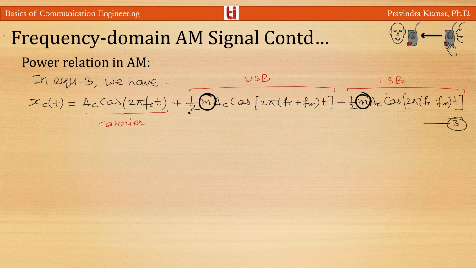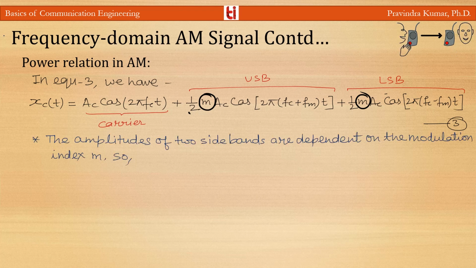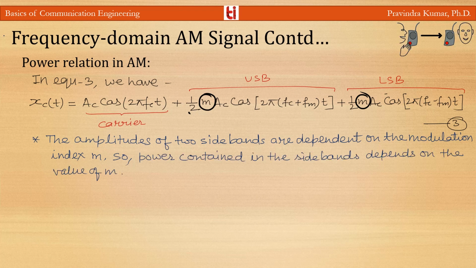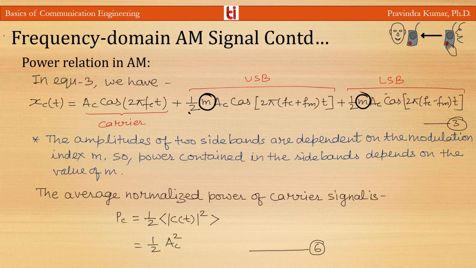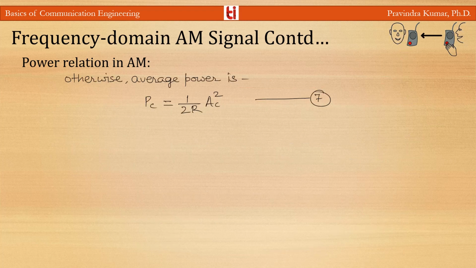Now the average normalized power of the carrier signal Pc will be 1 by 2 the mean square value of the carrier, so it will be 1 by 2 Ac square. The amplitude of c(t) is Ac, so it will be 1 by 2 Ac square. Here normalized means that the load R, or the characteristic resistance of the antenna, is equivalent to 1 ohm. Otherwise the average power will be 1 by 2R Ac square.